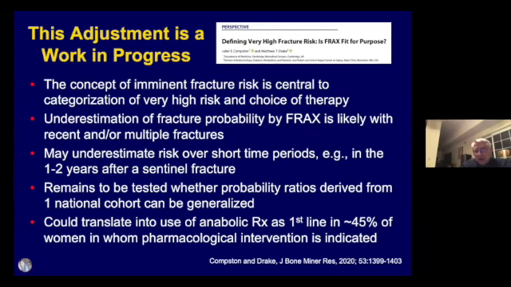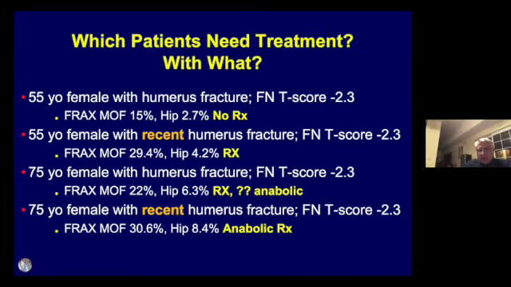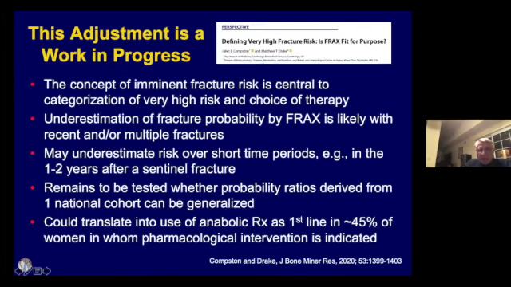Almost certainly, FRAX underestimates fracture probability in the setting of recent and or multiple fractures, and particularly within the first 1 to 2 years after the sentinel or index fracture. Whether or not we can take the Icelandic data, which is what I showed you here, and apply that to the entire planet, I think needs to be further validated before we start implementing this.